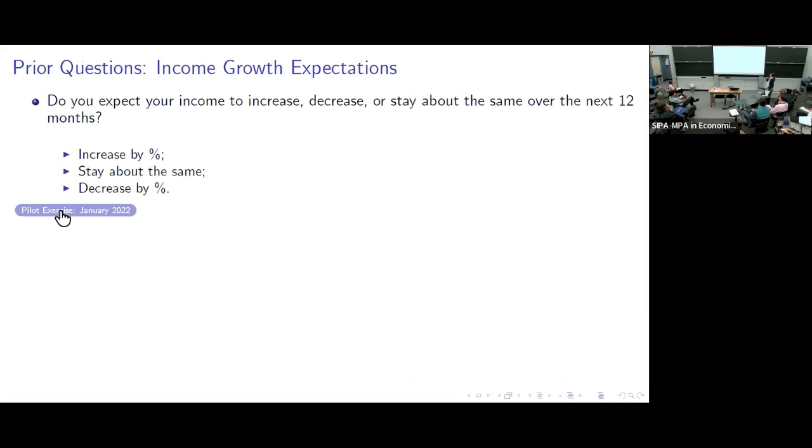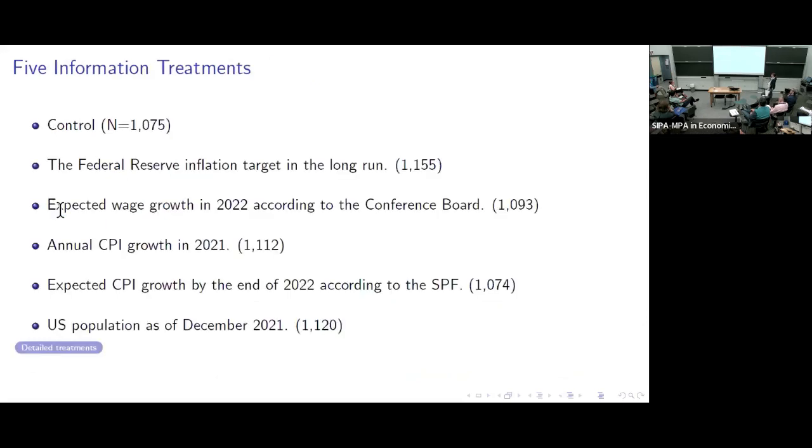In terms of income growth, we're going to use what we like to call a plain vanilla type of question. We're just asking them whether they expect their income to increase, decrease, or stay about the same over the next 12 months. And in terms of the information treatments, eventually there's going to be a control group that gets no information treatment. There's going to be a group that will be getting some information about the Fed's long-term inflation target. There will be another group that receives information about expected wage growth in 2022, according to the Conference Board. Another group will be receiving information about realized CPI growth in 2021.